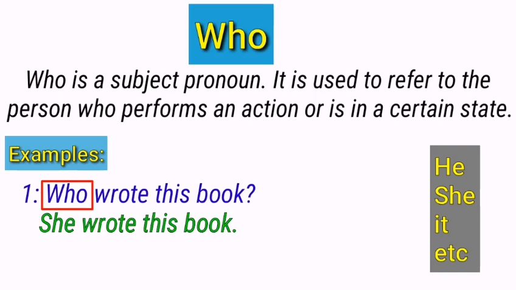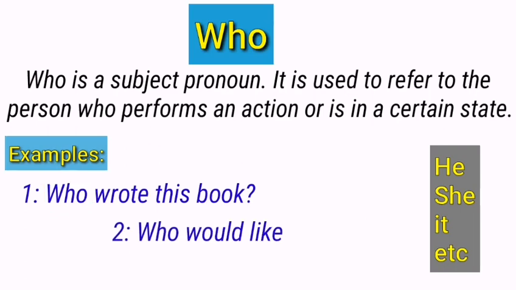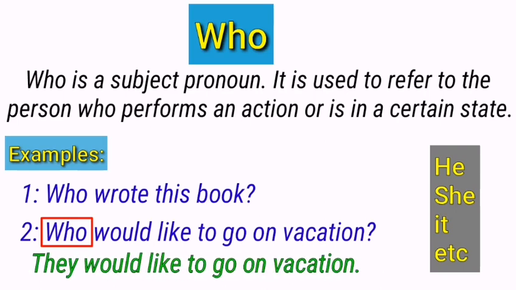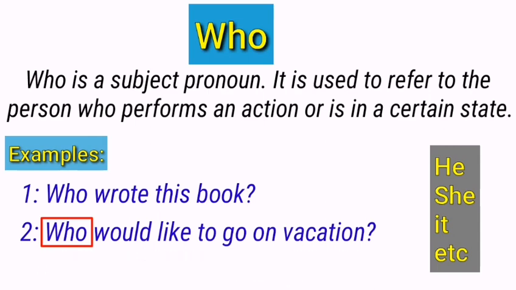The next example is, who would like to go on vacation? Again, here the word who is a subject of this sentence because it has taken the place of a subject. If you are confused, again replace it with another pronoun in the answer. If it fits here, then it is functioning as subject, but if another subject pronoun does not fit here, it means it is not a subject. Let's replace it with the pronoun they, so it becomes they would like to go on vacation. So, it makes sense. It means it is a subject of this sentence because another subject pronoun can replace it.